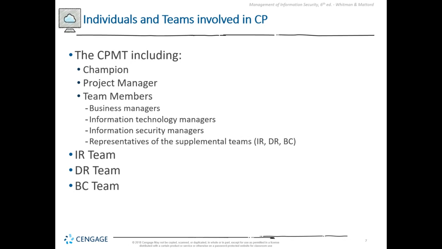The incident response team manages and executes the IR plan by detecting, evaluating, and responding to incidents. The disaster recovery team manages and executes the DR plan. Here they detect, evaluate, and respond to disasters, and they're reestablishing operations at the primary business site. The business continuity team manages and executes the BC plan by setting up and starting off-site operations in the event of an incident or disaster.